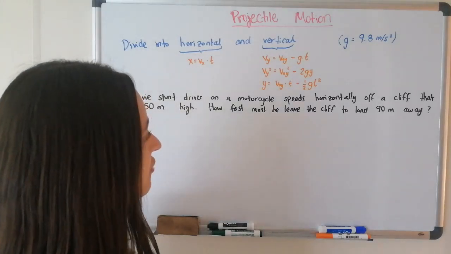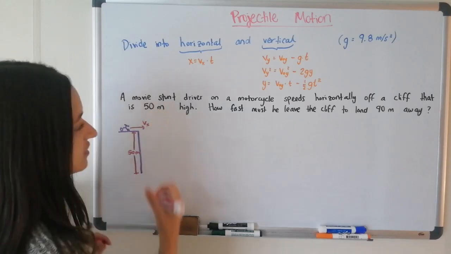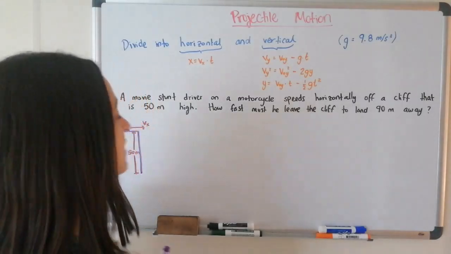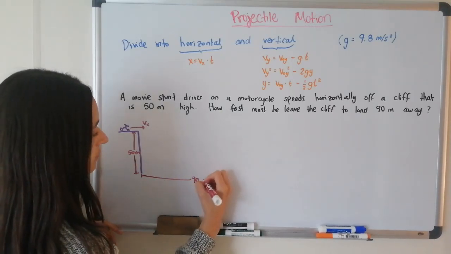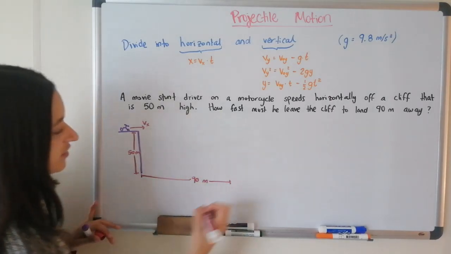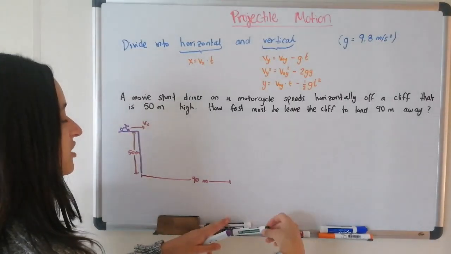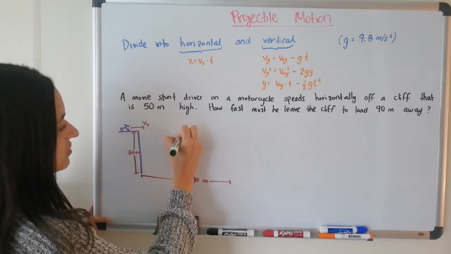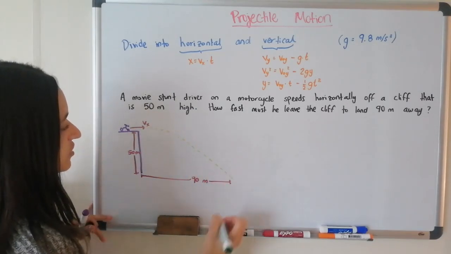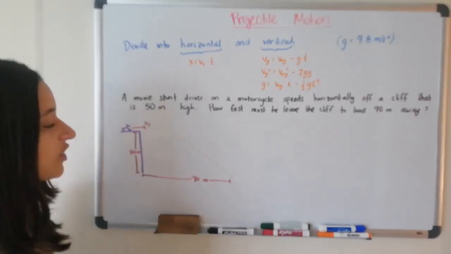And the question is, how fast must he leave the cliff? So we're looking for this speed or velocity in x to land 90 meters away. So that's horizontally 90 meters away. Something like this. So the trajectory of the motorcycle is going to be semi-parabolic motion. So that means it's going to look like a curve going downwards like this. Half of a parabola. And we need to figure out Vx.